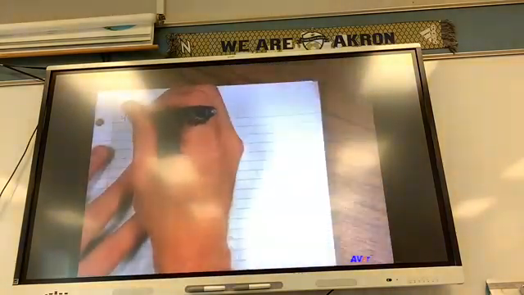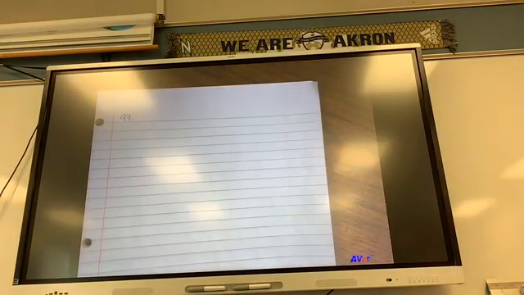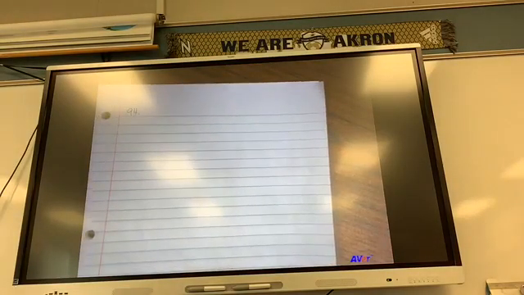Here's the thing on 94. You don't have to balance it. There's nothing to balance.